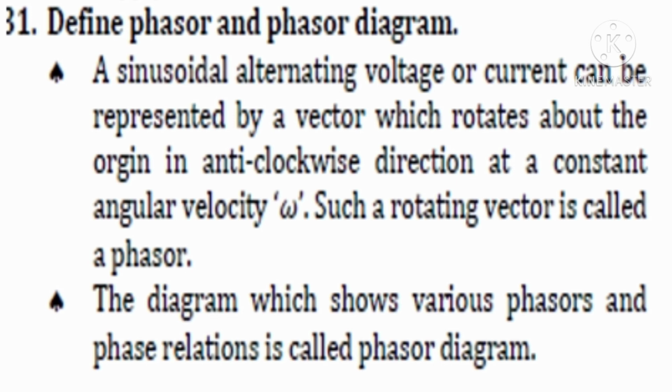Once again I repeat, a sinusoidal alternating voltage or current can be represented by a vector which rotates about the origin in anticlockwise direction at a constant angular velocity omega. Such a rotating vector is called a phasor. The diagram which shows the various phases and the phase relations is called a phasor diagram.